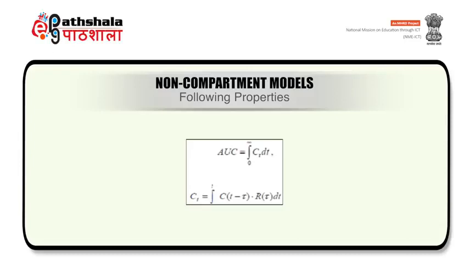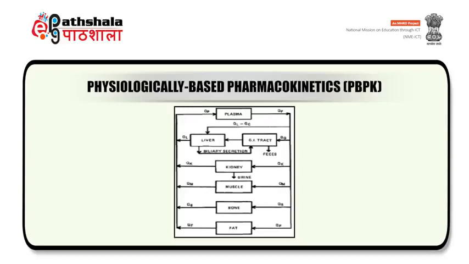where C is the concentration. Physiologically based pharmacokinetic models, also referred to as PBPK: according to this model, the body is divided into physiologically connected compartments which represent major organs, and a mass balance differential equation for each compartment describes the fate of the substance within that compartment, as given in the figure here, where you have interconnected compartments representing the plasma, liver, GI tract, kidney, muscle, bone and fat.